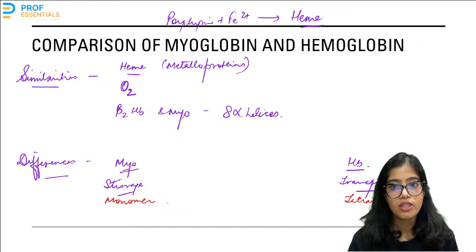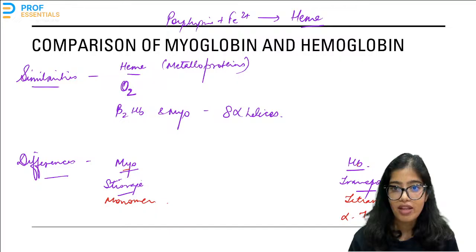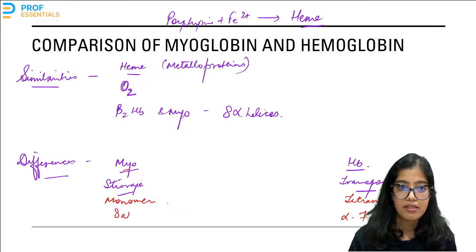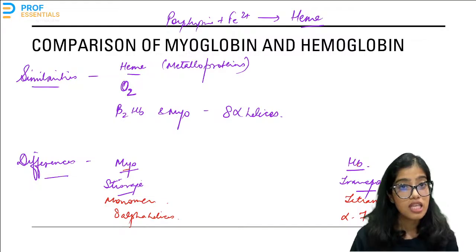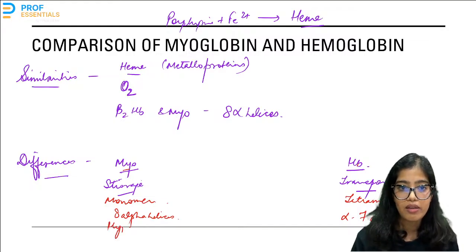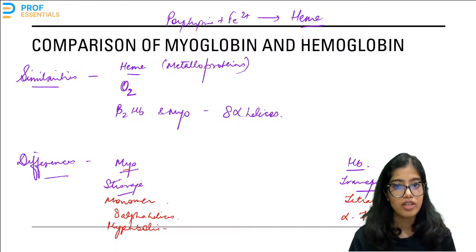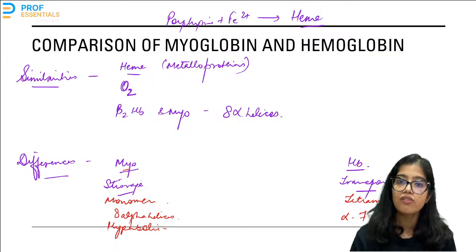Okay, understood? Now, the alpha chain of hemoglobin contains 7 alpha helices. Here, 8 alpha helices are there. Now, the oxymyoglobin dissociation curve of myoglobin is hyperbolic, whereas the oxyhemoglobin dissociation curve is sigmoidal.